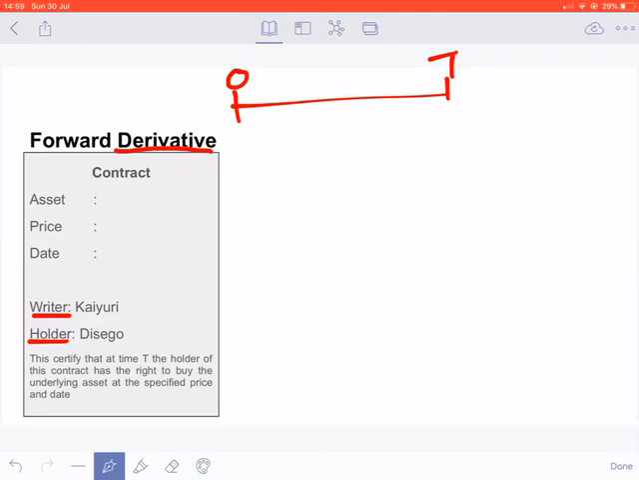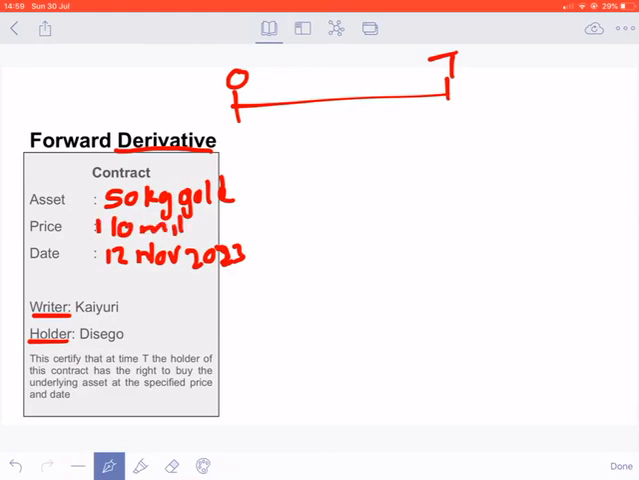Let's say the asset is 50 kg of gold. Then we say that in the future, on the 12th of November 2023, we are going to buy 50 kg of gold for, let's say, 10 million rand.